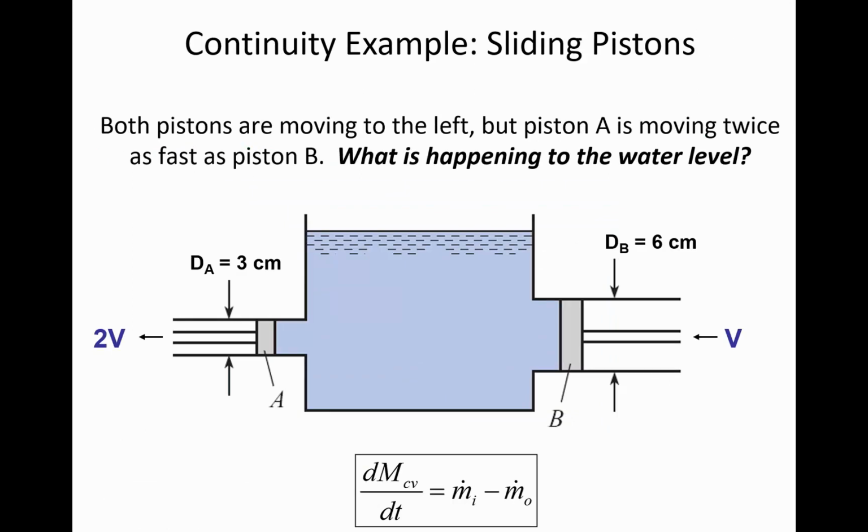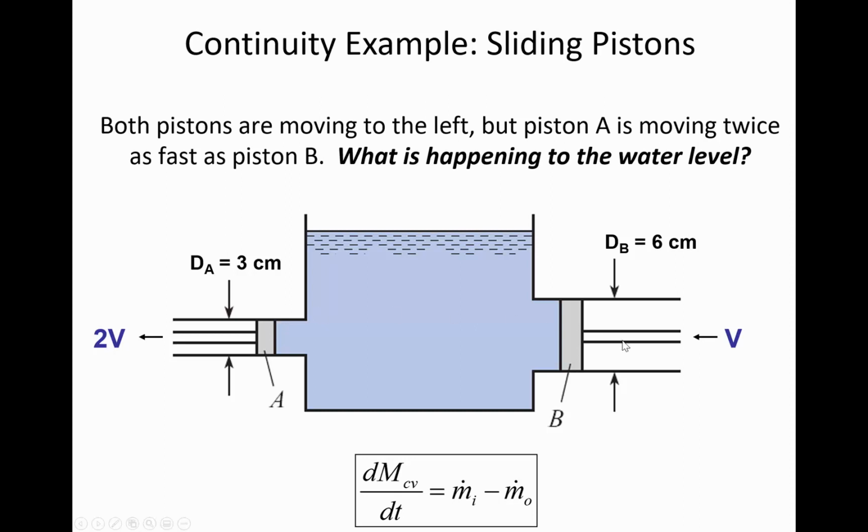Okay, now consider this tank. This is maybe just kind of a conceptual example here. You have a tank of water, and you can see that the liquid level is unknown. We want to know what's happening to the water level in this tank. And what's happening is that the piston at A is sliding to the left at a velocity of 2v. And you can see that we're given that the diameter of that piston is 3 centimeters. And so it's a circular piston, and the diameter is 3 centimeters.